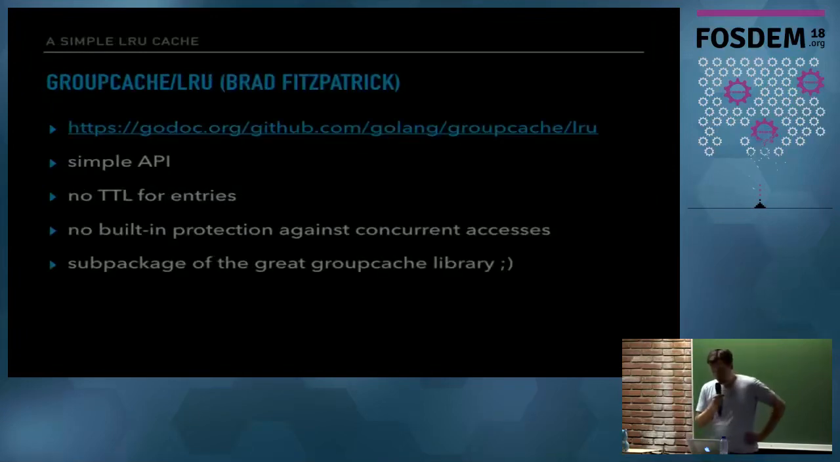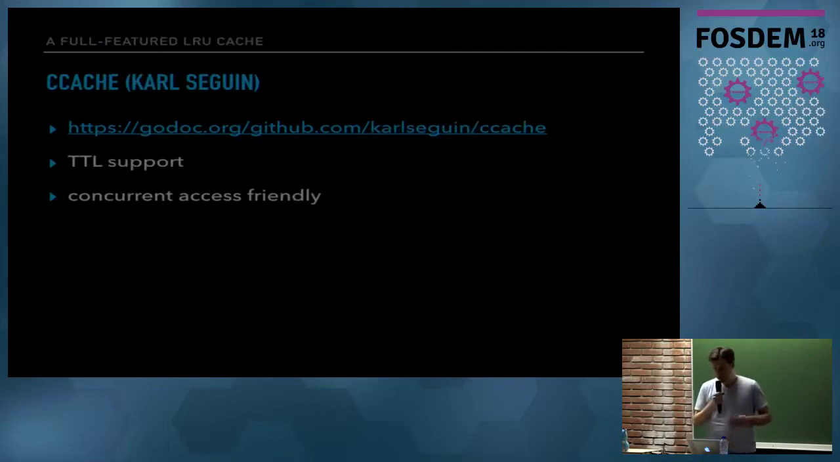So there's a simple package for LRU cache by Brad Fitzpatrick in groupcache. It's very simple to use, but it does not support TTL for entries and does not support concurrent access out of the box. There's a way more powerful cache, ccache by Karl Seguin, with support for TTL and pools, different pools protected by mutexes for fast and safe concurrent access.